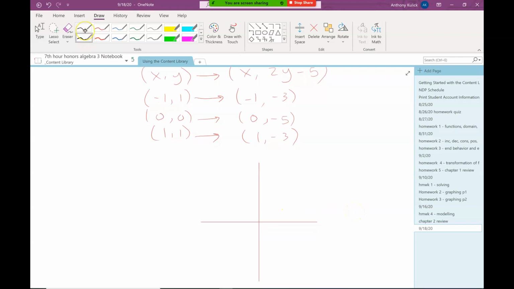Okay. So let's see. 1, 2, 3, 4, 5. Okay, so I have 1, negative 3, 0, negative 5, and 1, negative 3. Now, because this was an or equal to inequality, I'm going to draw a solid line. And because it was a less than or equal to, I'm going to shade below.